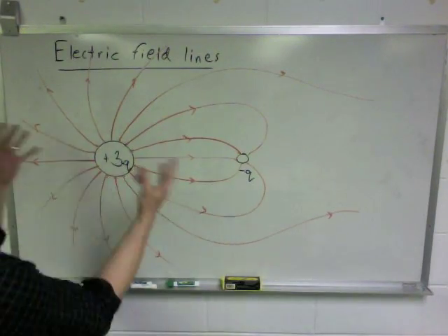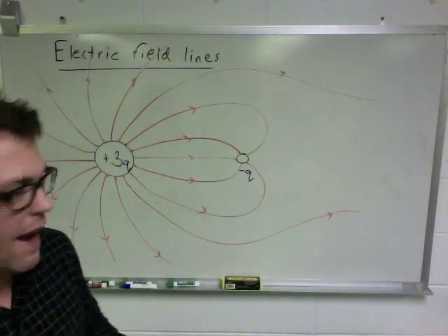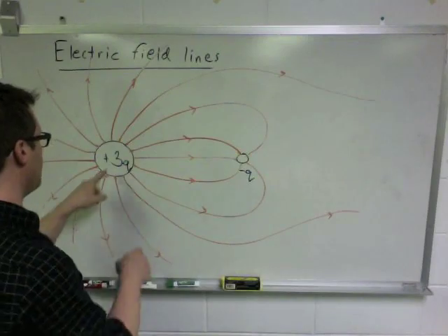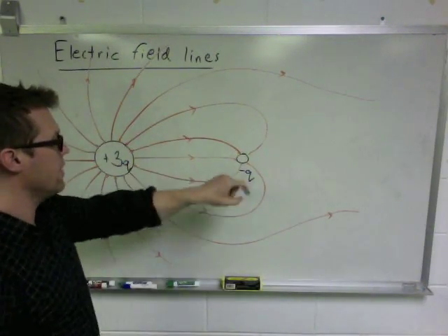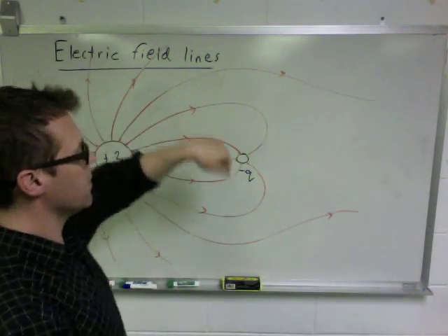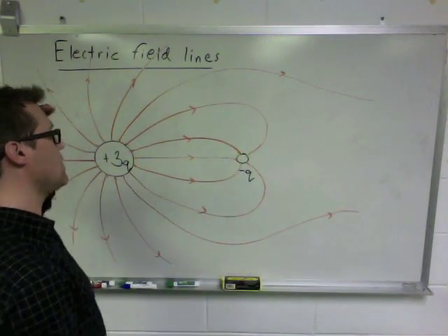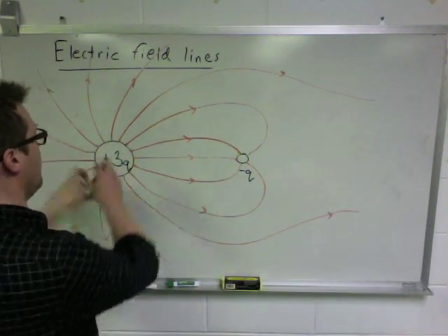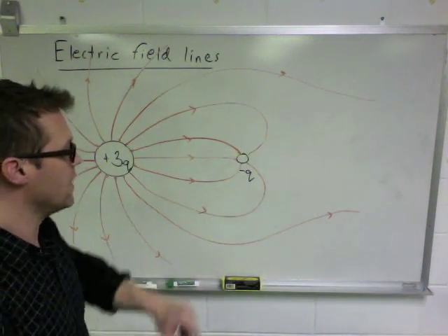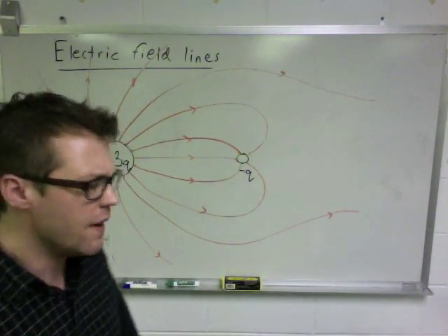You'll notice that if you think of an analogy with airflow, it's as if the plus 3Q is like a hair dryer, and this is something like a vacuum cleaner, where the lines leave the plus 3Q and get sucked in by the minus Q. But of course, there's more stuff coming from the 3Q than there is going into the minus Q. What's the advantage of this picture?